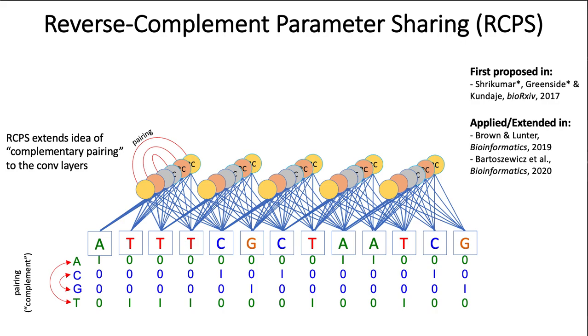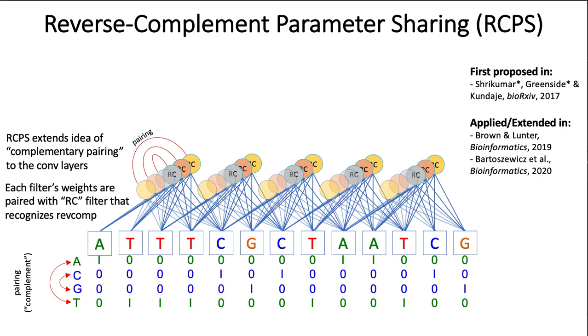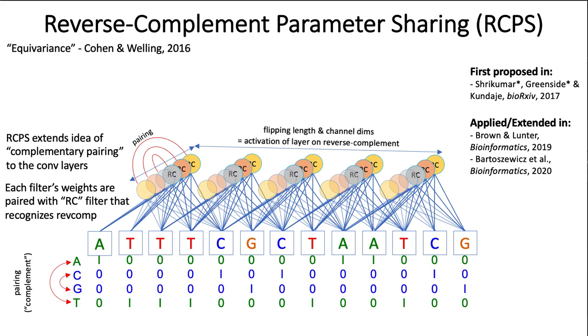In RCPS, this idea of complementary pairing is extended to the convolutional layers. Specifically, each convolutional filter's weights are paired with those of a new RC filter in such a way that the RC filter recognizes the reverse complement of whatever pattern its partner filter recognizes. As a result of this pairing, if we were to flip the layer activations along the length and channel dimensions, we would get what the layer activations would be on the reverse complement input. Thus, we achieve what's called equivariance in the convolutional filter activations.